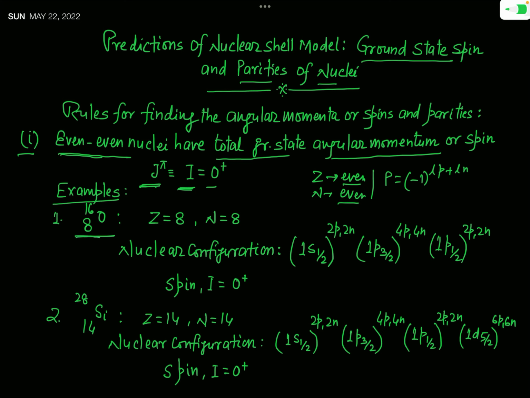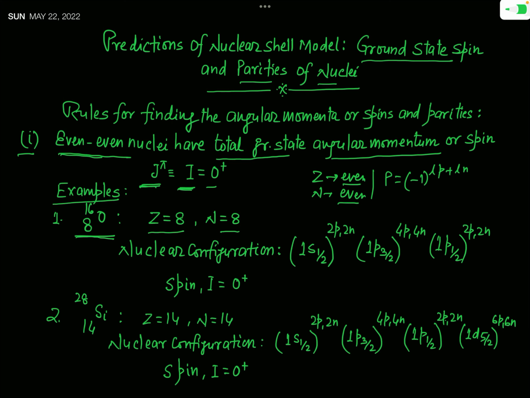This is 8O16. In 8O16, you can see Z is equal to 8, which is an even number, and N is also equal to 8, which is also an even number. So this is an example of an even nucleus. Now we will write the nuclear configuration of this nucleus. You have seen in the earlier lecture the energy level diagram, how the shells of the nuclei are filled by the nucleons.